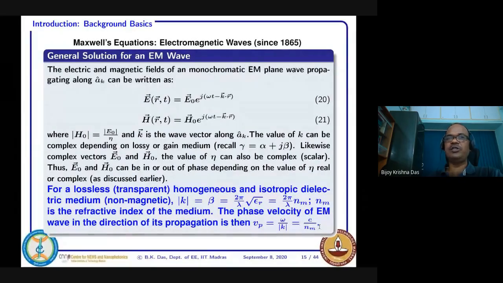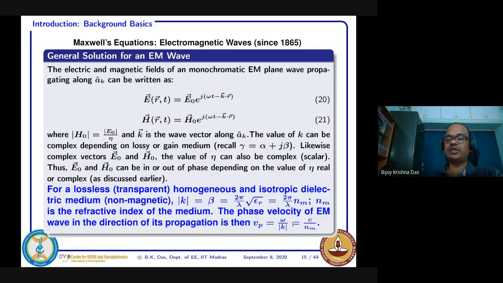So if you know the refractive index in a homogeneous, isotropic dielectric medium, the phase velocity will be scaled as c by Nm. Typically this Nm value is more than 1. For free space we consider epsilon r equal to 1, so Nm will be 1. But most of the time Nm is greater than 1. So the phase velocity of any electromagnetic wave, that can be a light wave also, is always smaller in a material medium in the normal case.